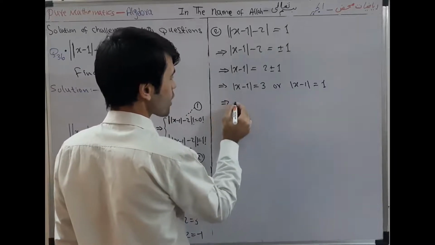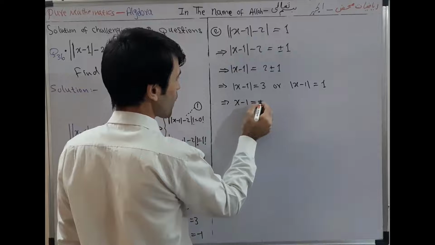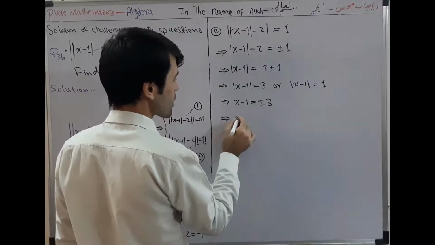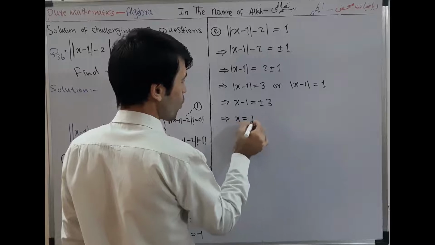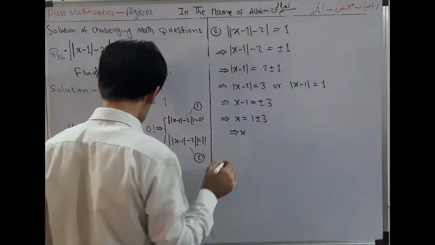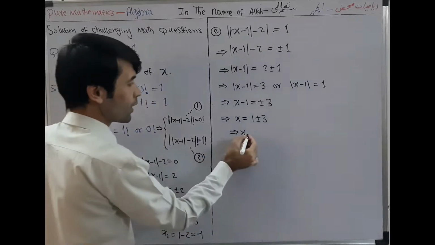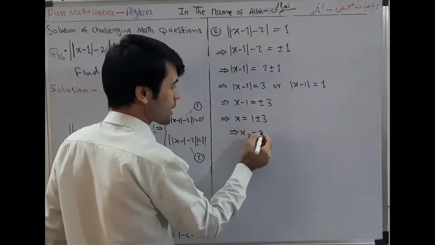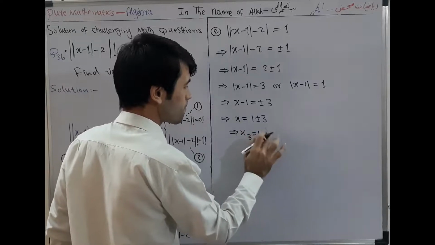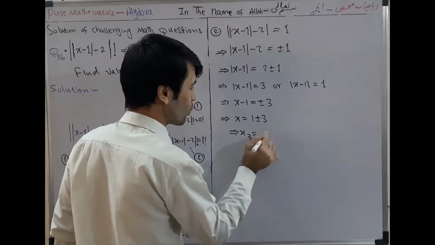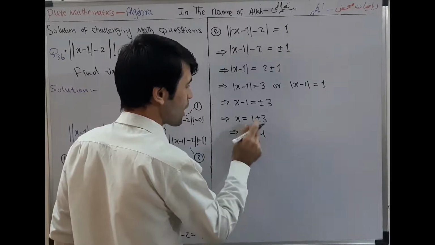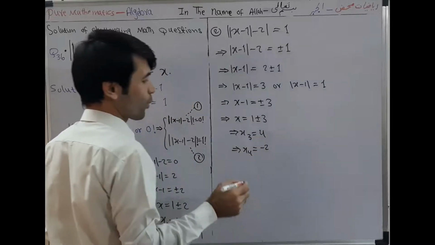This implies x minus 1 is equal to plus or minus 3. This implies x is equal to 1 plus or minus 3. Here we have x3 is equal to 1 plus 3, which is equal to 4. x4 is equal to 1 minus 3, which is equal to minus 2.